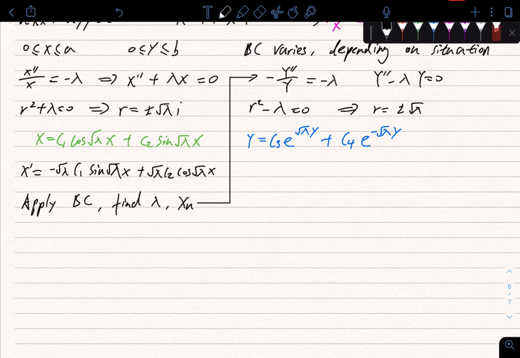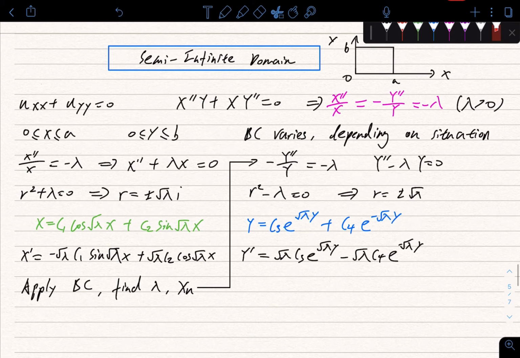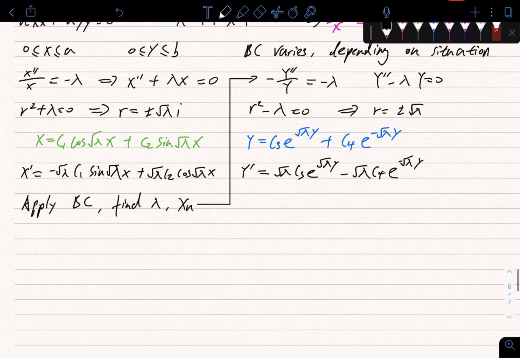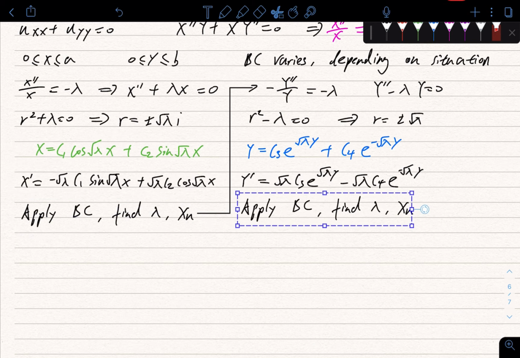And then we differentiate just as we did in the x term: Y prime equals square root of lambda C3 e to the square root of lambda y minus square root of lambda C4 e to the negative square root of lambda y. And then we do the same thing, because we have four boundary conditions right now. We should have two boundary conditions for y, one on the bottom and one on the top. So again, just apply the boundary conditions and find Y_n.